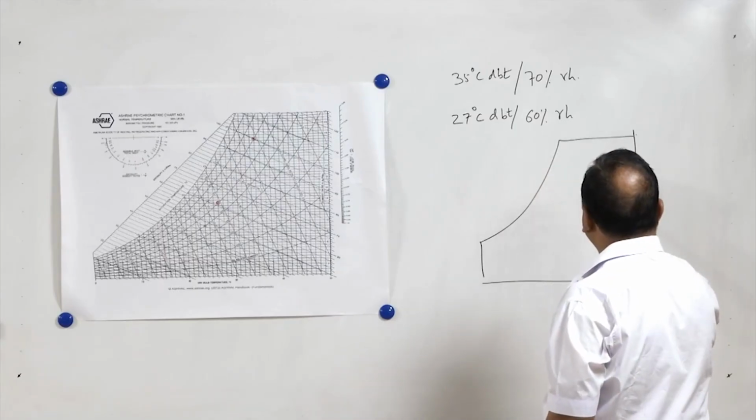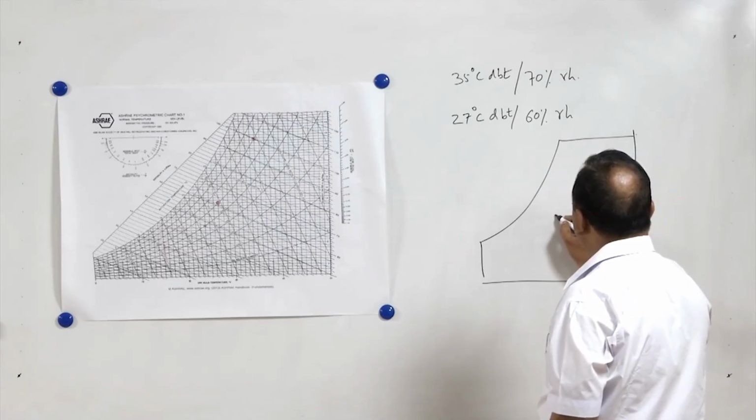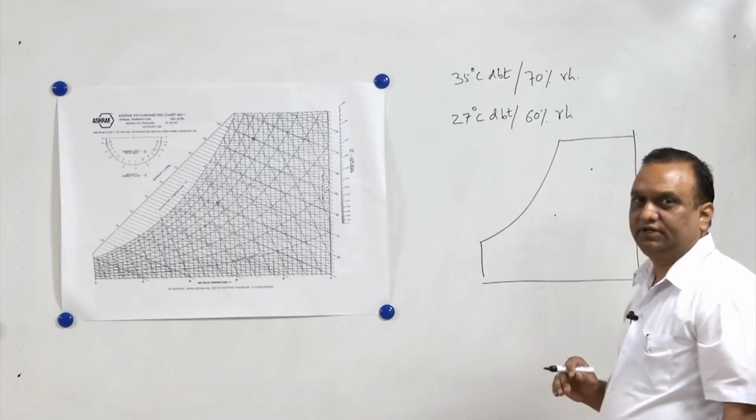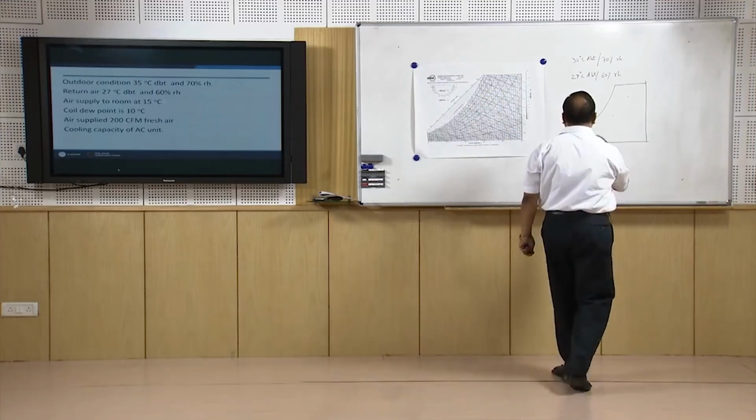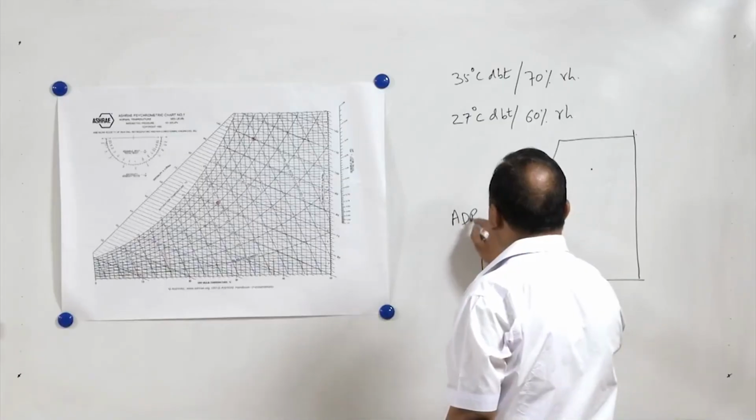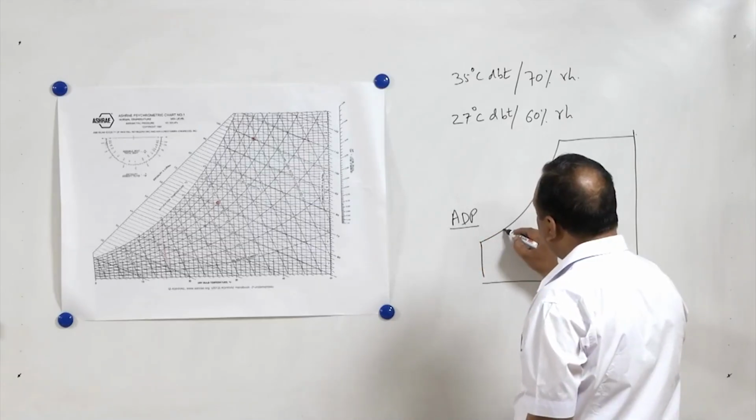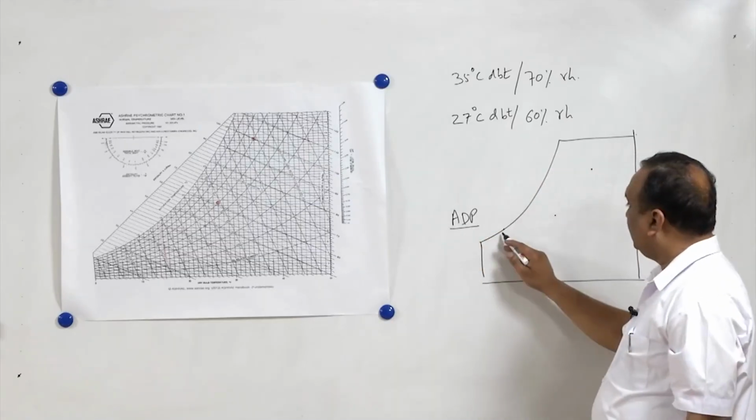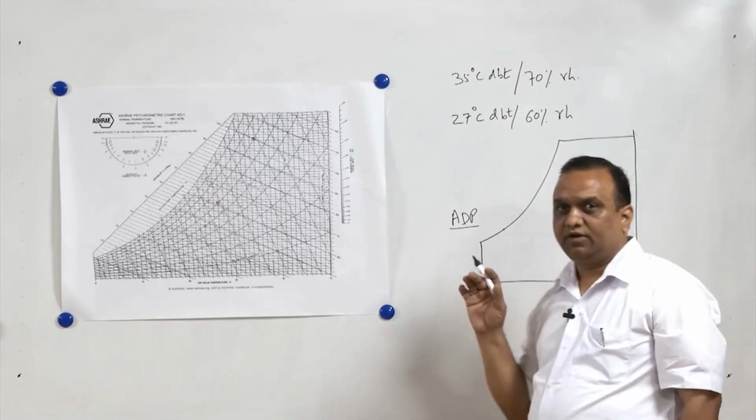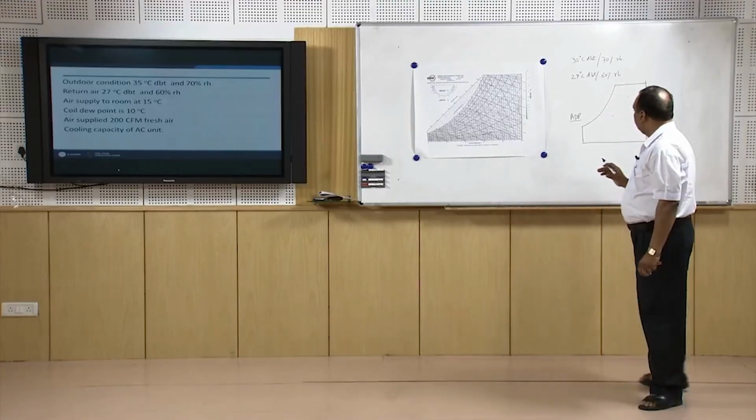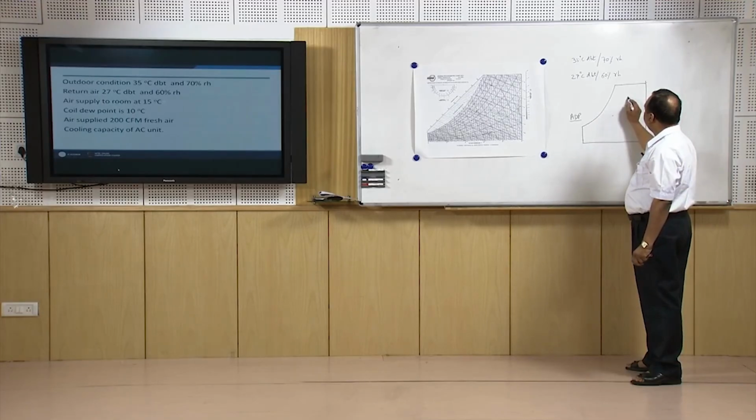Now this is the outdoor condition, 35 degrees centigrade, 70% RH. This is the inside condition, 27 degrees centigrade dry bulb temperature and 60% relative humidity. Coil dew temperature is also known as apparatus dew point temperature, ADP. So ADP is 10 degrees centigrade. Why is it called ADP? Because this is the temperature of the coil and it is assumed that at this point the air is 100% saturated. So if the air moves over this coil and there is no bypass factor, air will be 100% saturated, because air gets saturated the moment it comes here.